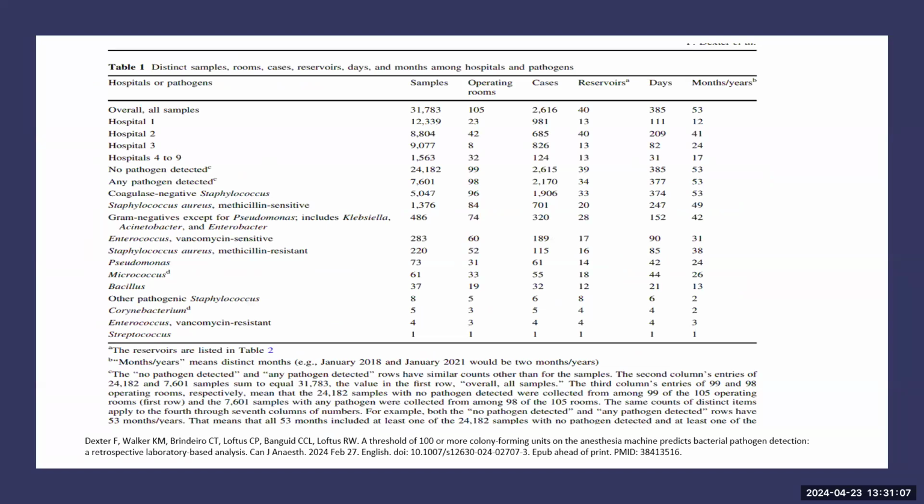This study conducted by Dexter involved almost 32,000 samples of those reservoirs that I described, which are 13 reservoirs per case. Again, they include the provider hands before and during care, the patients before surgery and during surgery, the anesthesia machine at the start of care, at the end of care, and the intravascular device. Those are the key reservoirs. So we had almost 32,000 of those in this study that were assessed, involving 105 operating rooms, involving 385 distinct days over 53 months, involving 9 hospitals over a 9-year period.